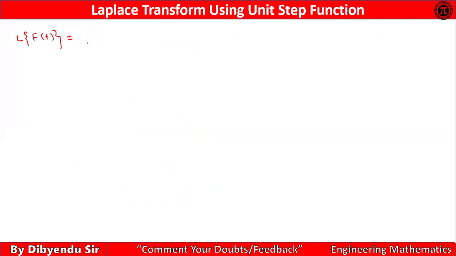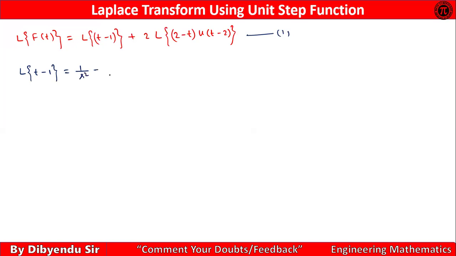Laplace of f of t equals Laplace of t minus 1, plus 2 into Laplace of 2 minus t into u t minus 2. Laplace of t minus 1, you know. What is Laplace of t minus 1? You can calculate it separately. Let's say this is equation number 1. So Laplace of t minus 1 equals Laplace of t, this is 1 by s square, and Laplace of 1, this is 1 by s. And now Laplace of 2 minus t into u t minus 2.